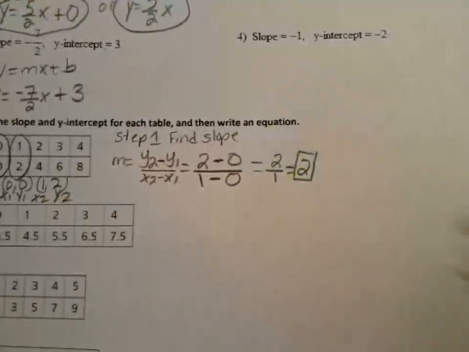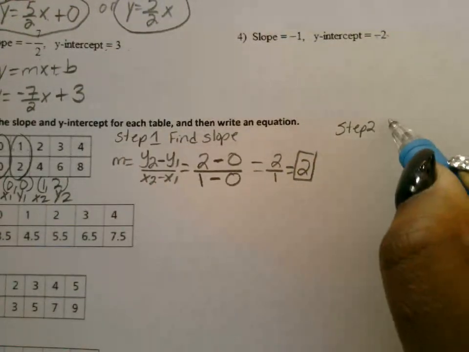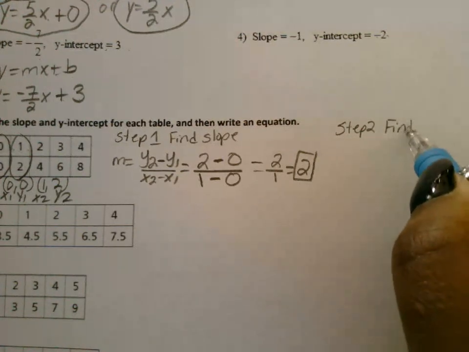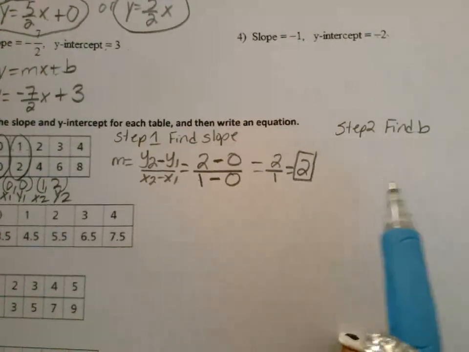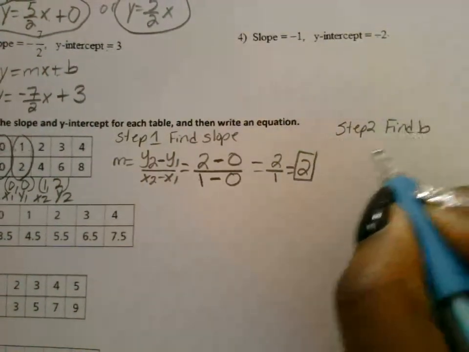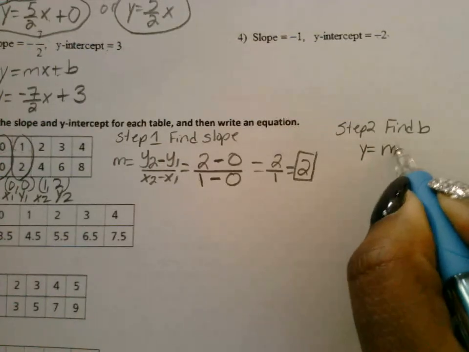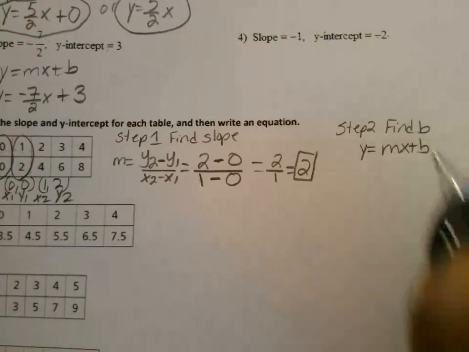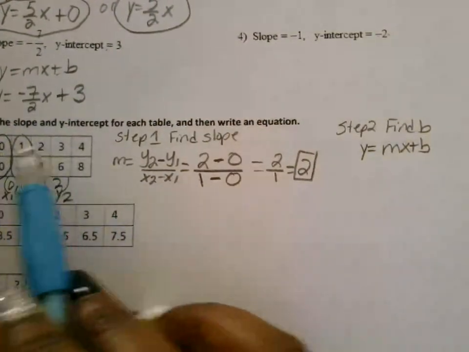So now I'm going to do the second step. Step 2, I'm going to find b. Remember, you have to have an m and a b. So I'm going to find my y-intercept. Remember, b is the y-intercept. So in order to find the y-intercept, you use the slope-intercept form, y equals mx plus b. Use this form. You're going to pick one of these points.